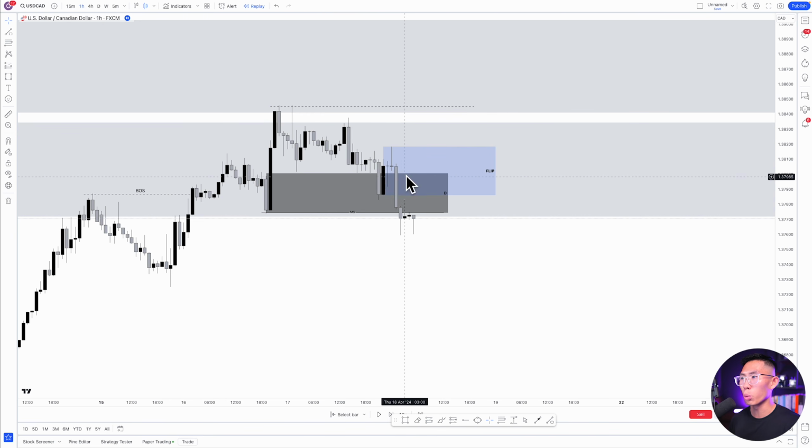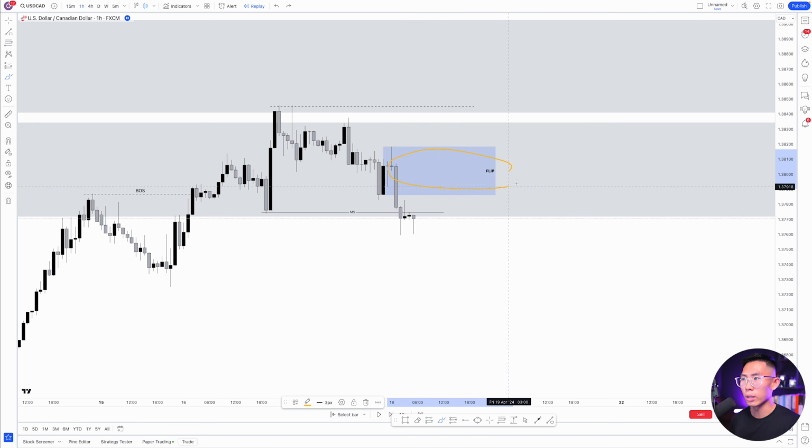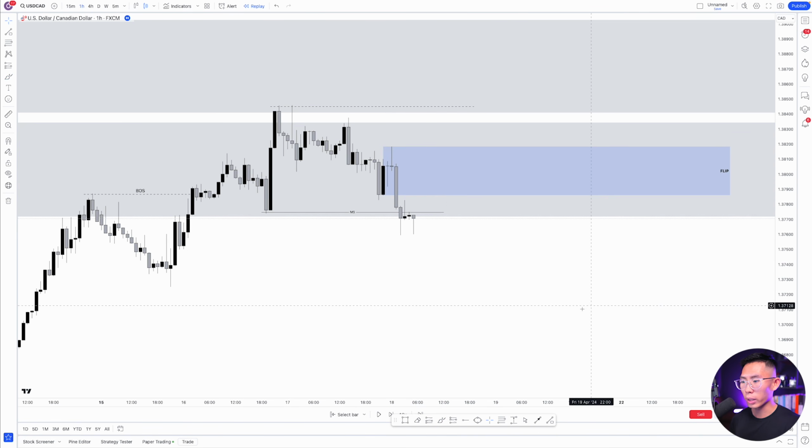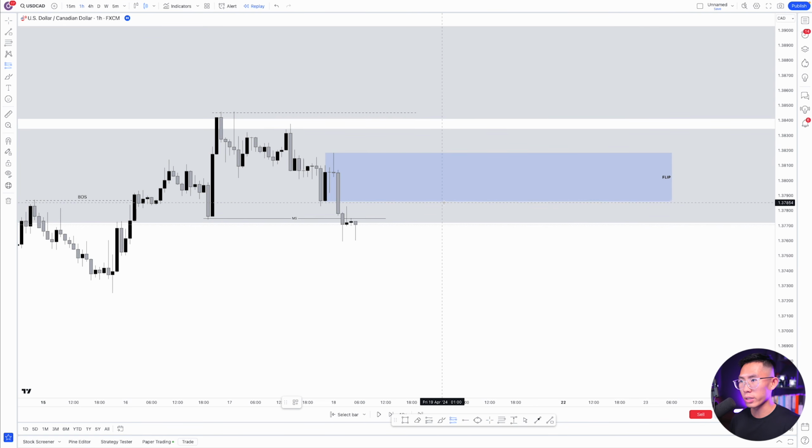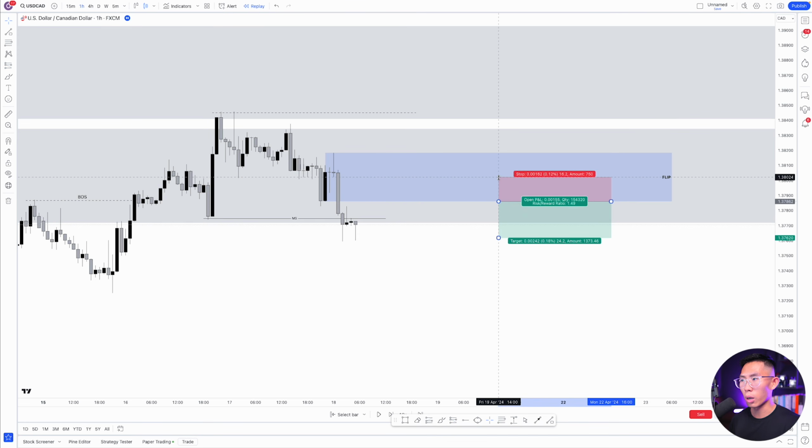So this entire area would be a flip zone. In that case, I'm pretty much waiting for price to actually tap into that flip zone, and that is when I can potentially look for my entry somewhere within this flip zone. So let's just drag that out right there. And potentially, I could be placing some sort of sell order at this flip zone. And now my stop loss will be above this flip zone, somewhere right around there.